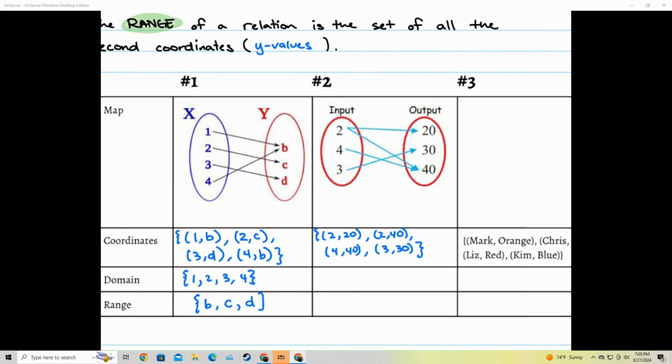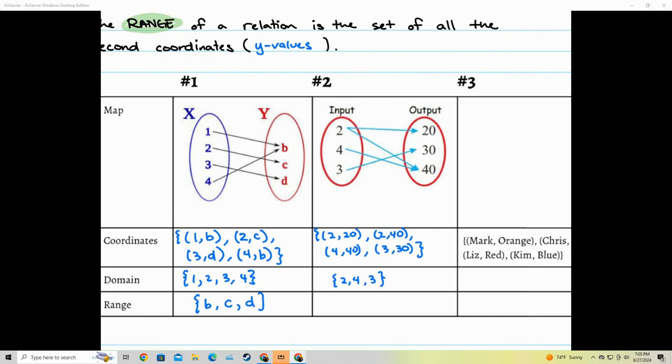What is my domain? Well, my domain are all my first values. Remember, it's 2, 2, 4, and 3. I don't need to write the 2 and 2 twice. So it's just 2 and 4 and 3, or you can just get these numbers from right here. That works too. 2, 4, and 3.